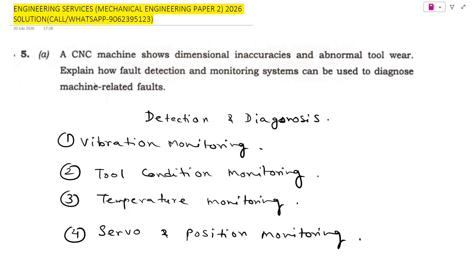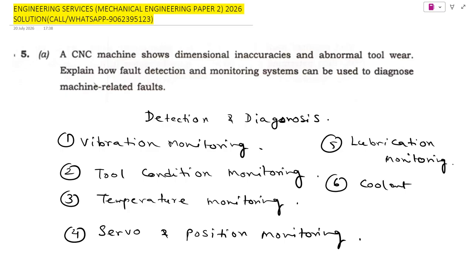Now, besides the major systems, engineers also use lubrication monitoring, coolant monitoring, and motor current monitoring.